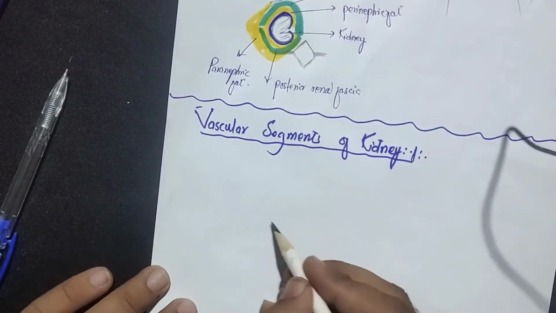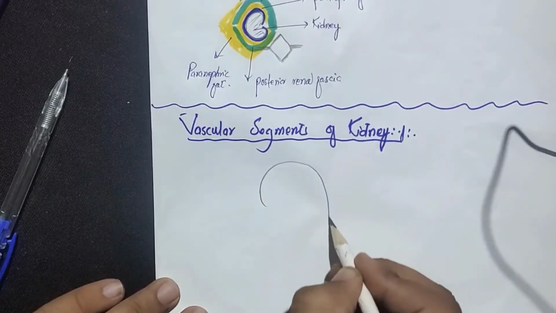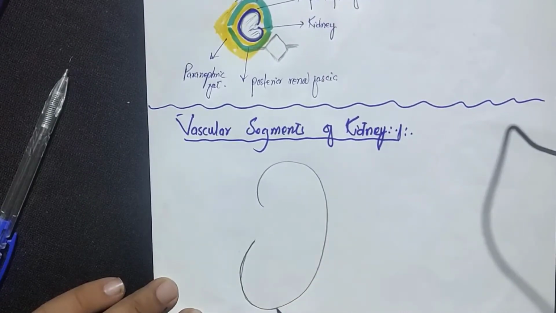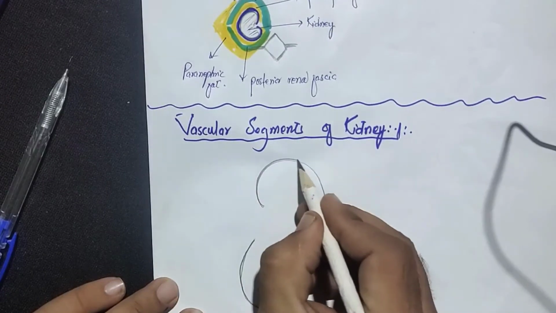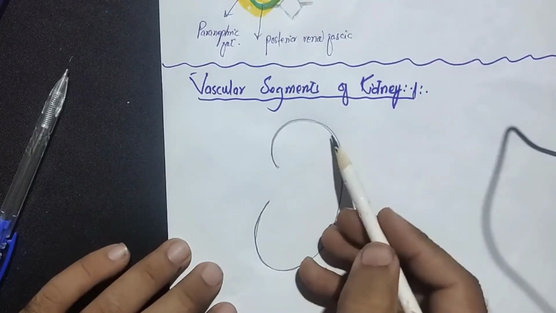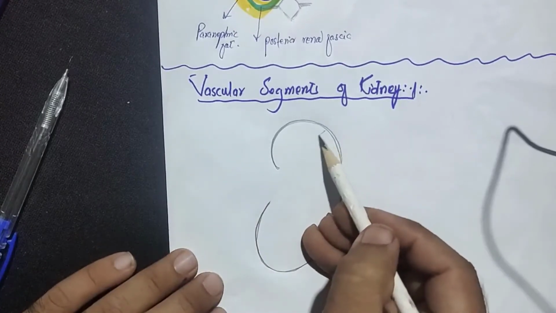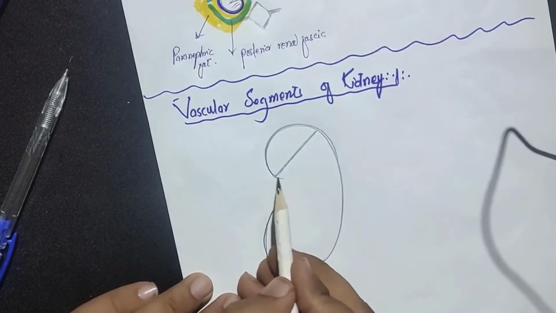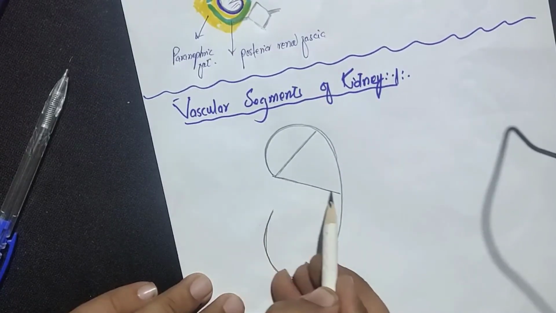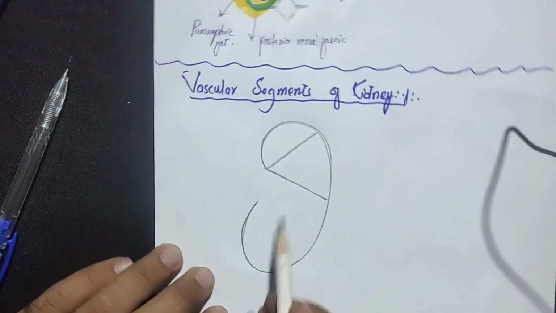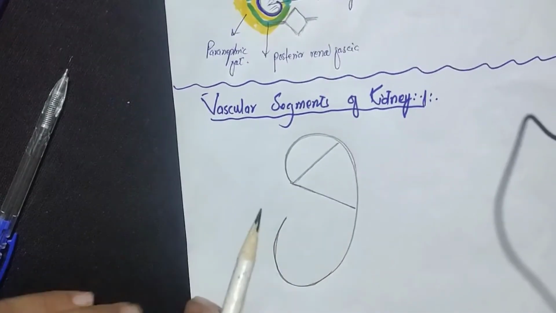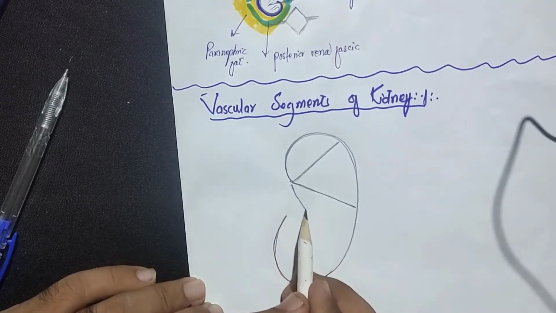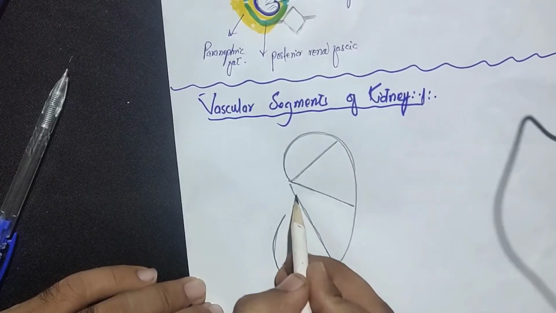So look carefully. If I'm able to draw this diagram perfectly, this is the kidney, right? So kidney is divided into different segments, right? There is an apical segment or superior segment, right? Then there is an anterior superior segment. Which one? Anterior superior segment. And then there is another segment which is called the anterior inferior segment, right?